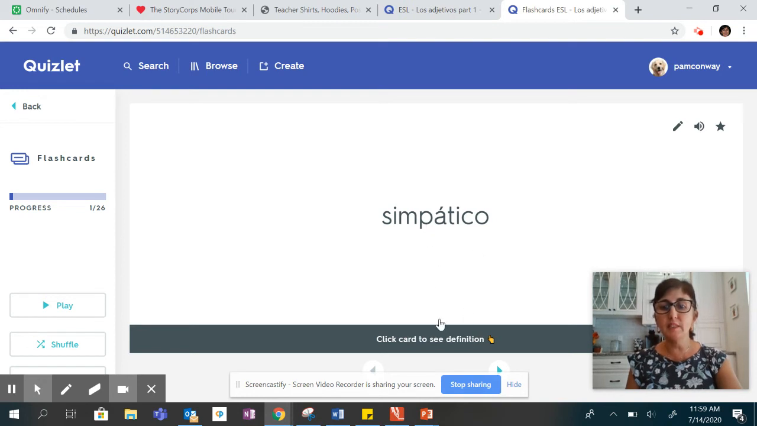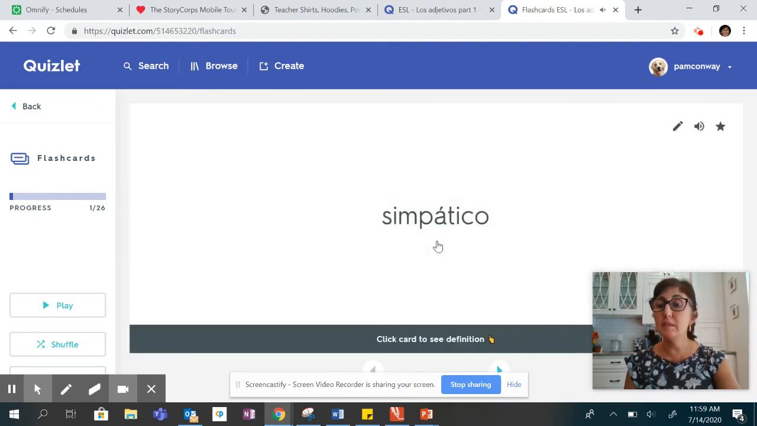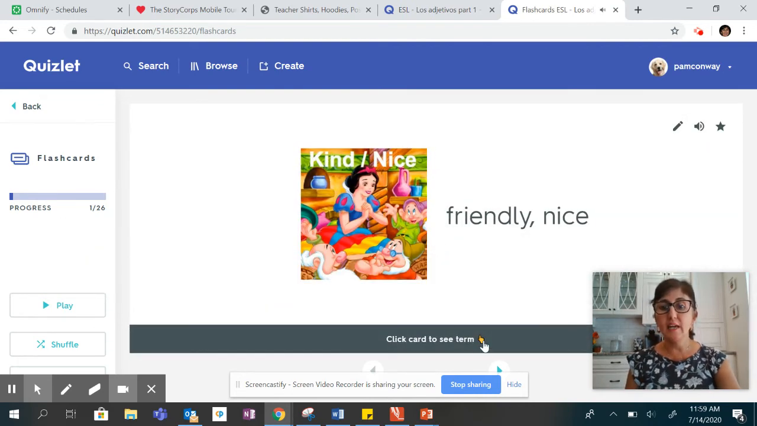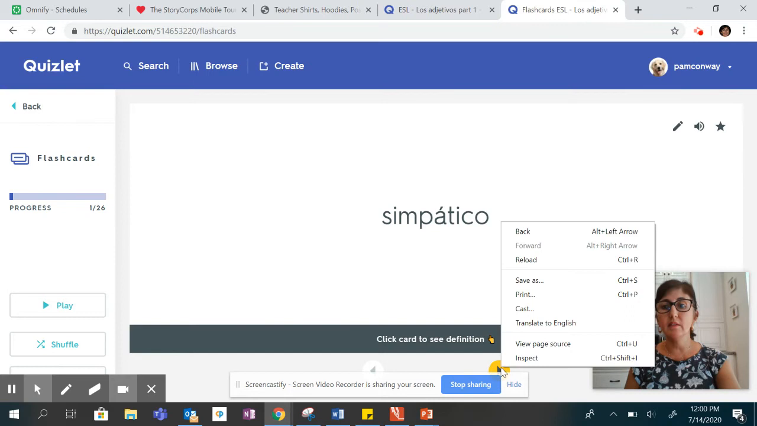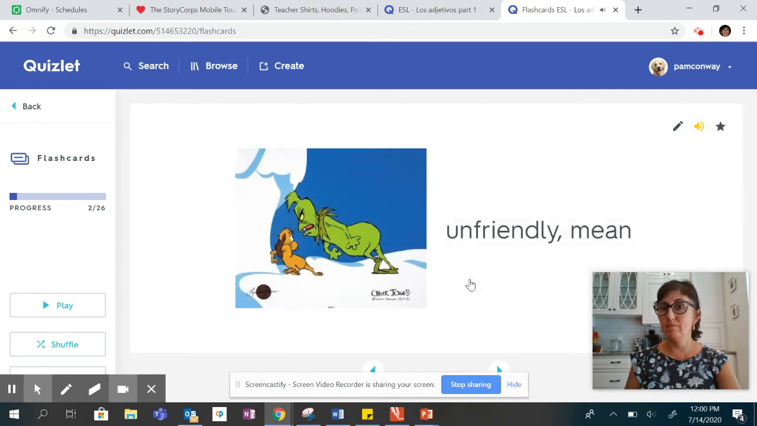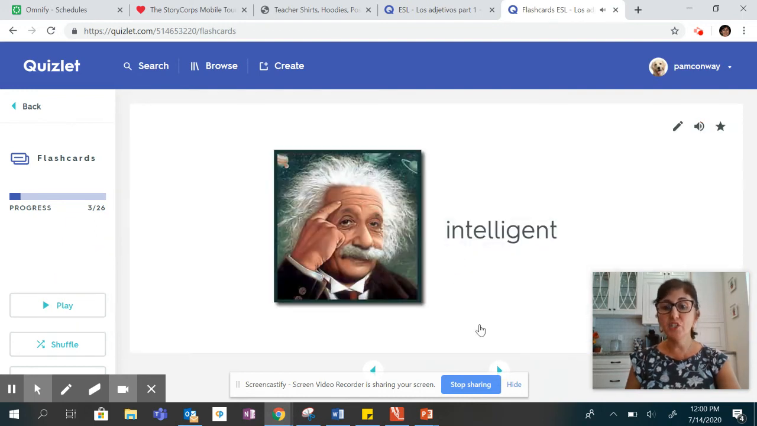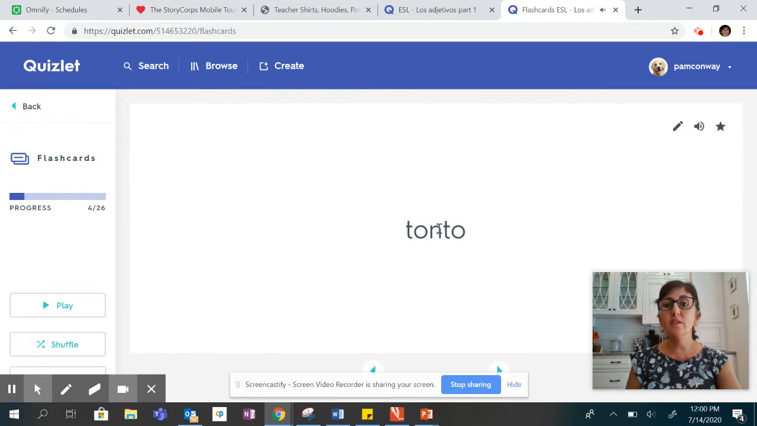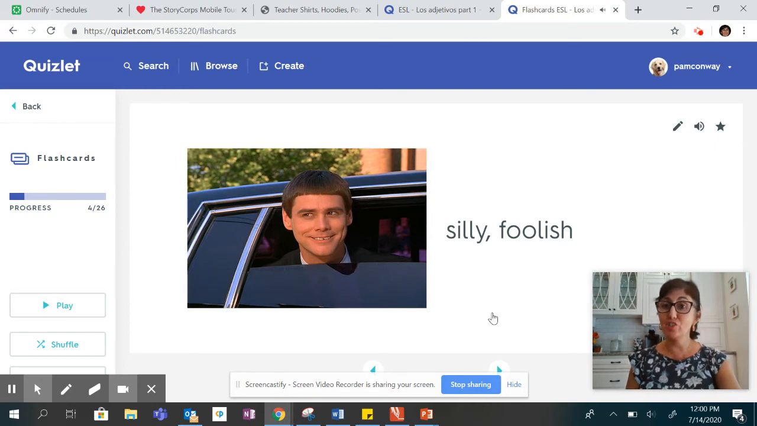So if I just play with this, do you see how it talks to you like this? Simpático, friendly, nice. And then if I want to go, let's move this up a little bit. I'm going to go to the next screen. Well, there we go. Very good. Let's go to the next one. Inteligente. Click on it. Intelligent. Do you see how it does a great job practicing? Tonto. It's got pictures also on these flashcards to help you remember the words.